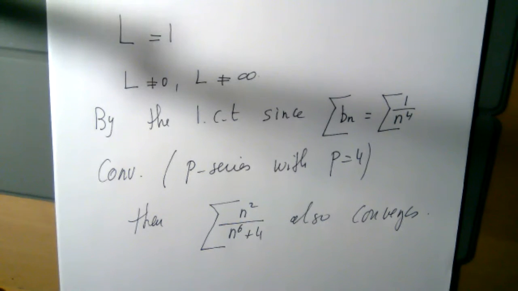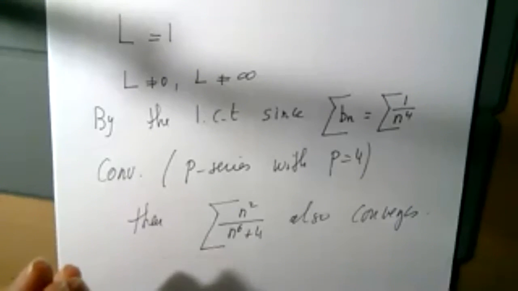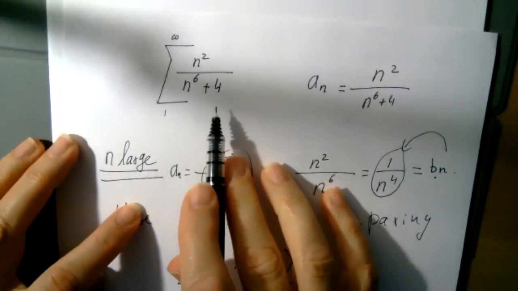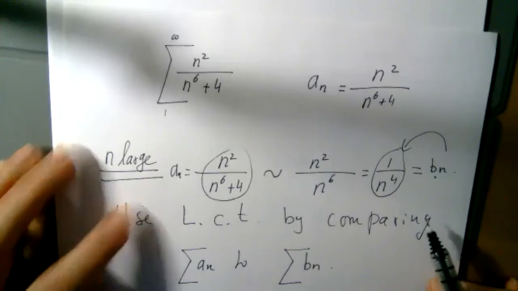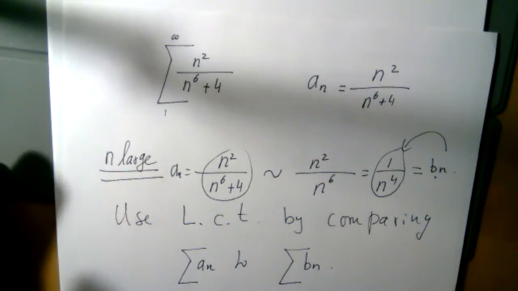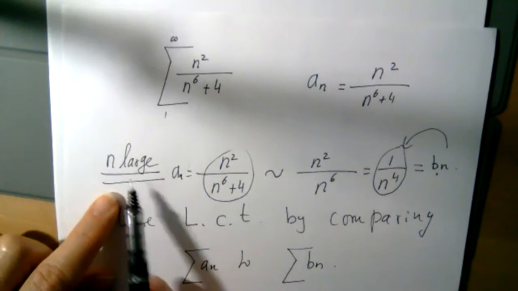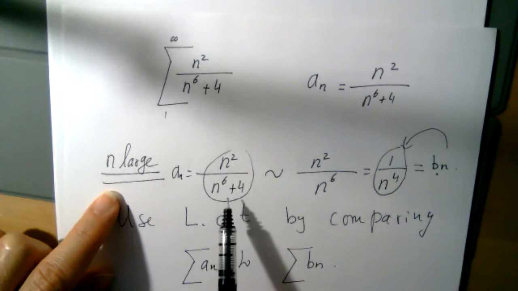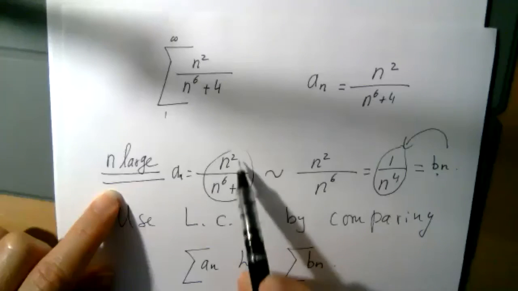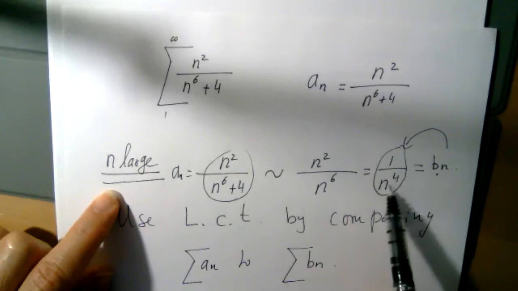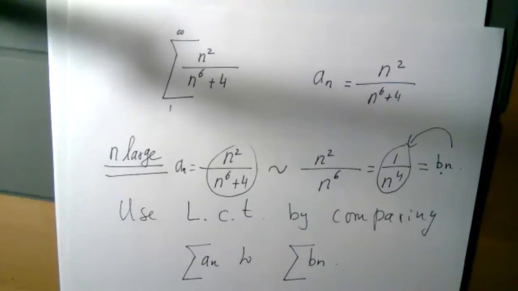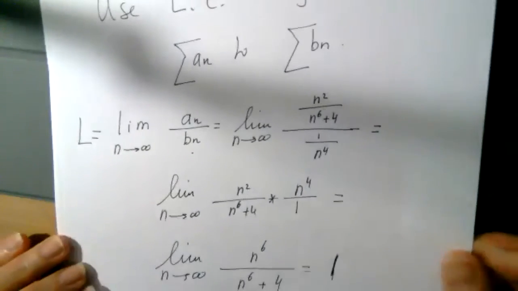So the limit comparison test is about taking the series you want to have and comparing it to something you know. But what does it mean to compare it? It means you take the terms and you ask yourself, when n is large, it behaves like what? So if n is large, this one is going to behave like 1 over n^4. Now I check. So this is my first attempt. Then I go and check.